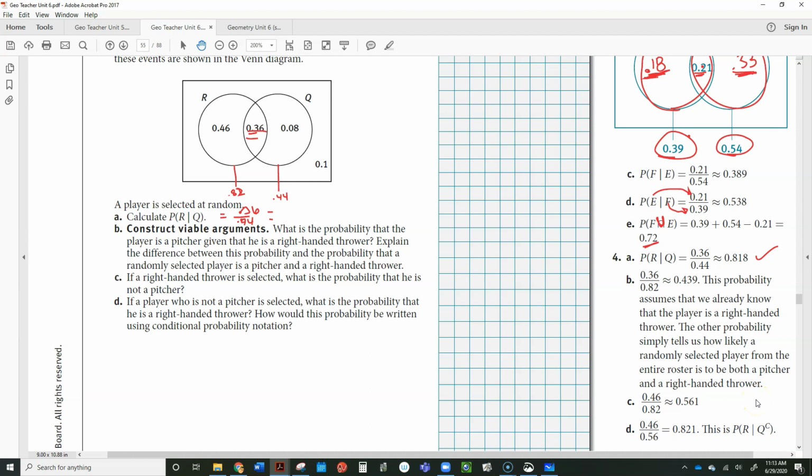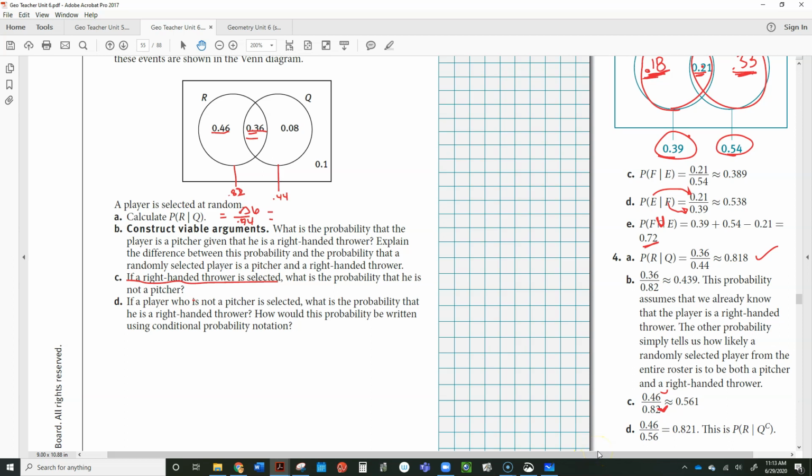If a right-handed thrower is selected, what is the probability that he is not a pitcher? Okay, so this right here is the given. So notice that the 0.82 goes on bottom. And then, if the question is what is the probability that he is not a pitcher, then this over here is the ones that are right-handed but not pitchers. So that's what goes on top. That's the complement of a pitcher.